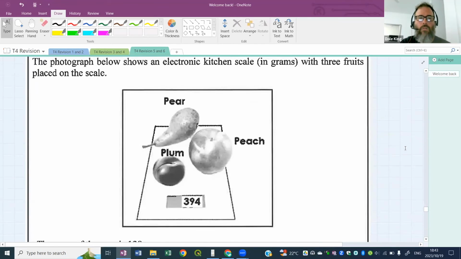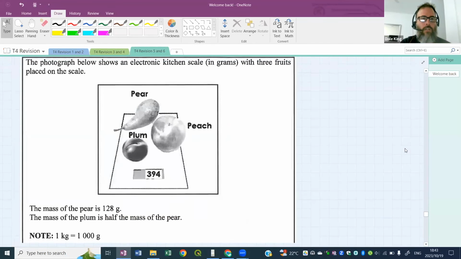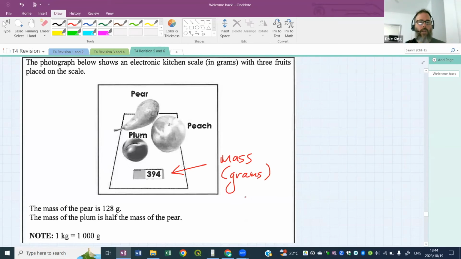All right, here we go. I think this is the last one. We have a scenario here where it says the photograph below shows an electronic kitchen scale in grams with 3 fruits placed on the scale. You know those kitchen scales where you weigh the flour when you're baking. That rectangle there is the scale, and someone's placed 3 fruits there, a pear, a peach, and a plum. The number showing is the mass of the fruits, and we are working in grams.